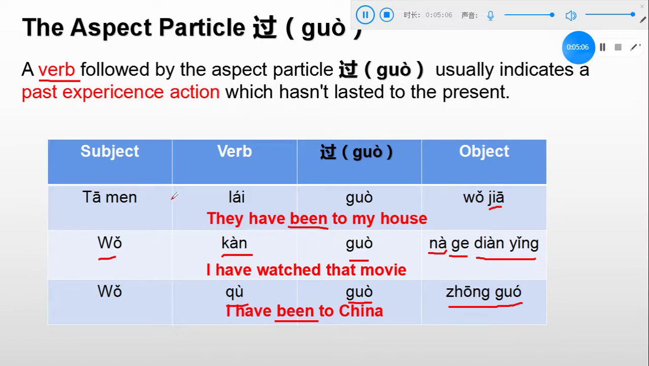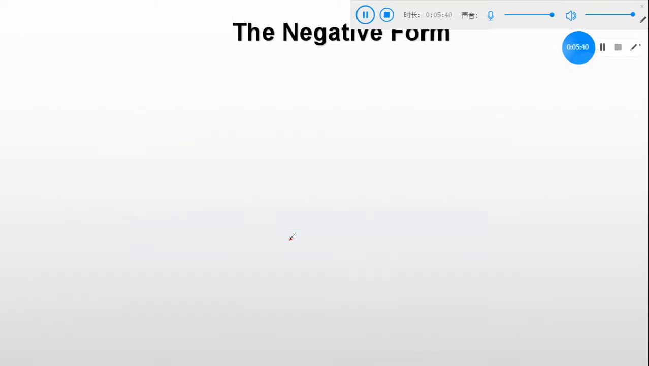现在跟我读, example 1 to 3. 他们来过我家，意思是 they have been to my house. 第二个，我看过那个电影。I have watched that movie. 第三个，我去过中国。I have been to China. 我去过中国。好，that's all for this page. Now we can move to the next page.